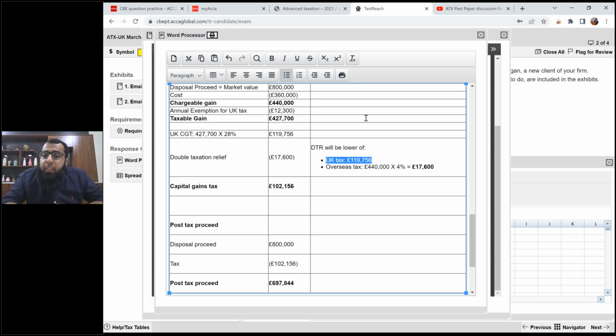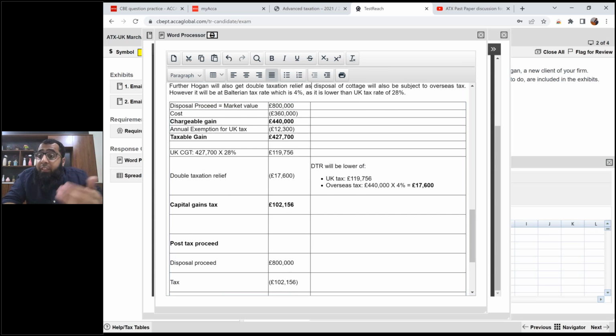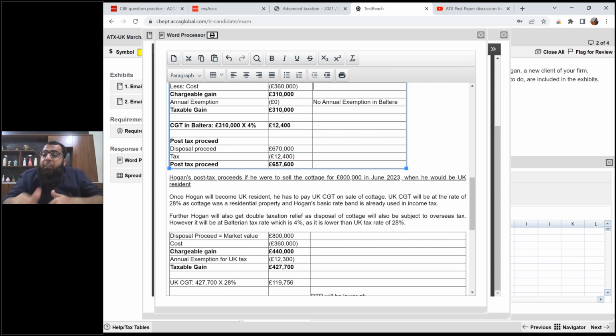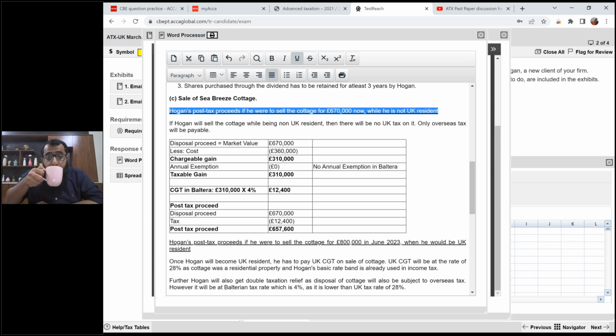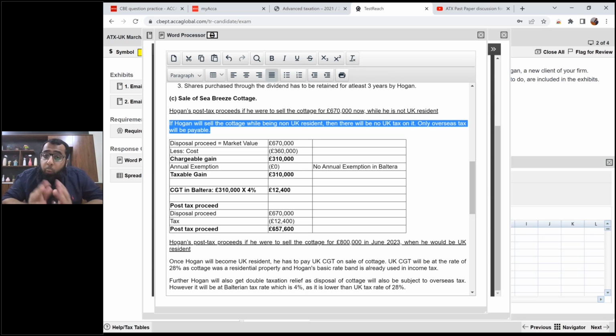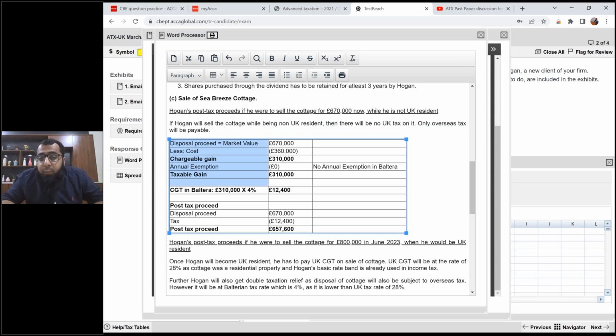Okay, let's review the question again and see if we have made any error, because when we review things, we may identify some mistakes. First of all, he asked us Hogan's post-tax proceed if he were to sell the cottage for 670,000 while he's not a UK resident. If he is a non-resident, then there will be no UK tax on it. Only overseas tax will be payable. So we just calculated the overseas tax.